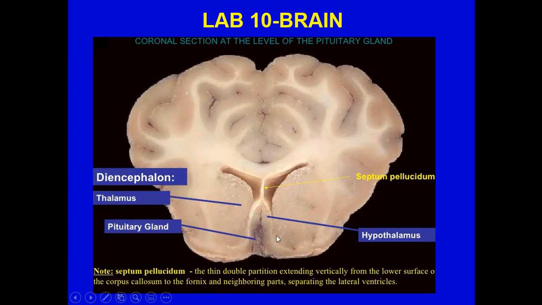Here you have what is referred to as the diencephalon. The diencephalon is really consisting of the thalamus, the hypothalamus, the epithalamus, which is a little bit above, and part of it at one end has the pituitary gland. Here is this separation here called the septum pellucidum, all right? So these are the lateral ventricles, and they eventually come down to fuse and empty into the third ventricle.